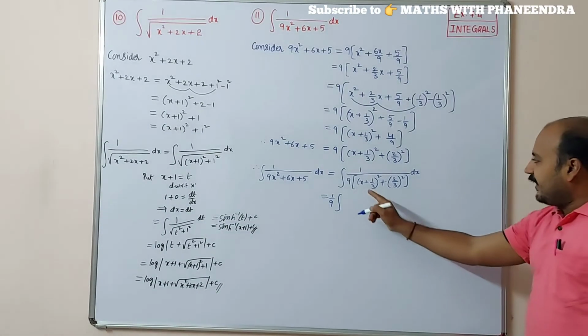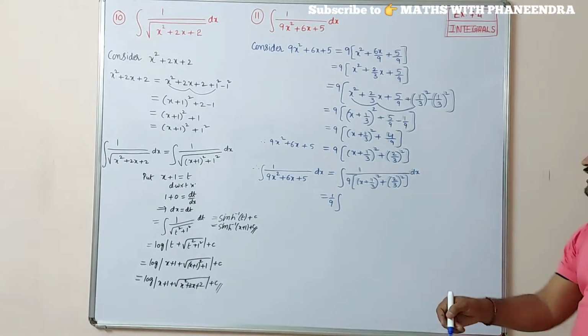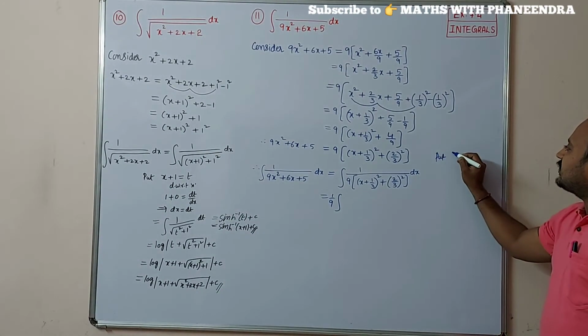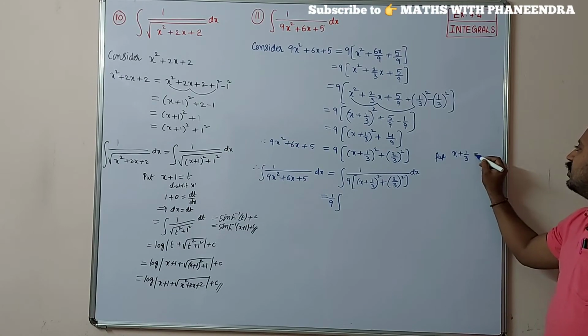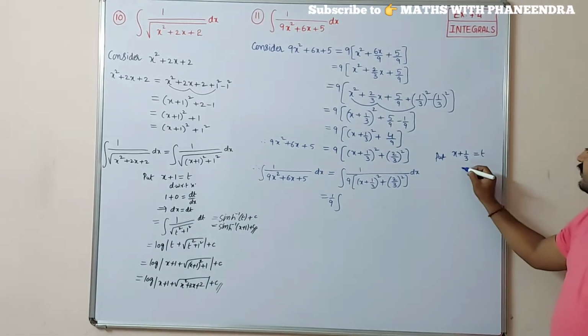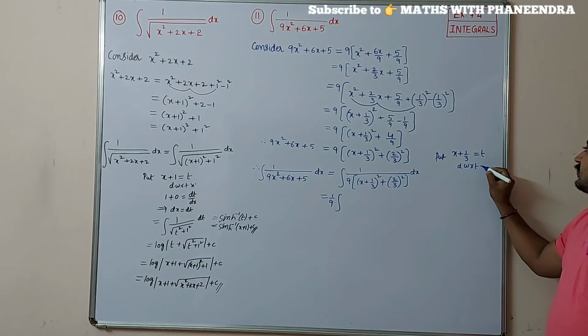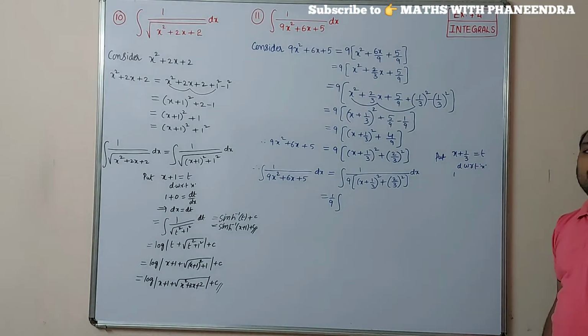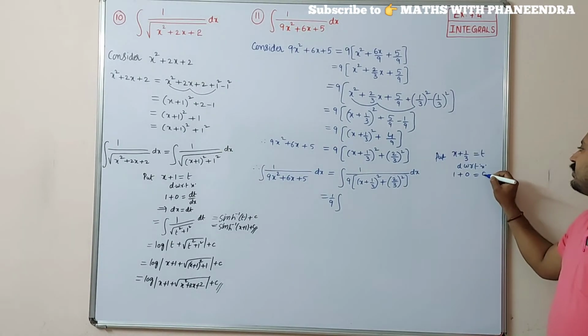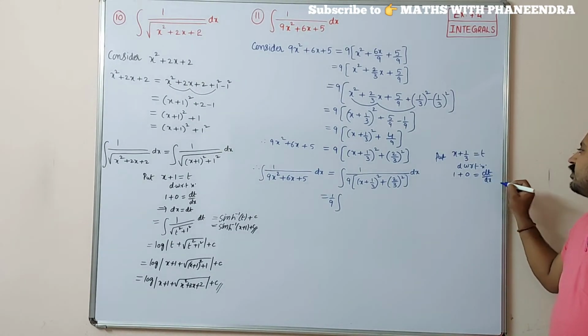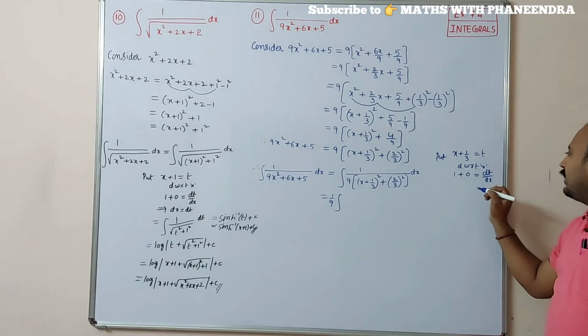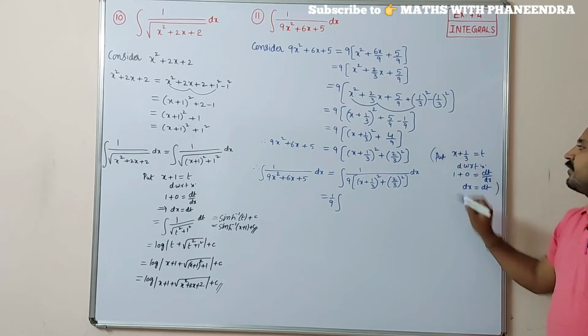Integral. After that, x plus 1 by 3 we are assuming as t. Put x plus 1 by 3 equal to t. Differentiate with respect to x. So d by dx of x is 1, plus the derivative of the constant, 0, which is equal to the derivative of t with respect to x, dt by dx. Now cross multiply: 1 plus 0 is 1, 1 into dx is dx. So dx is equal to dt.